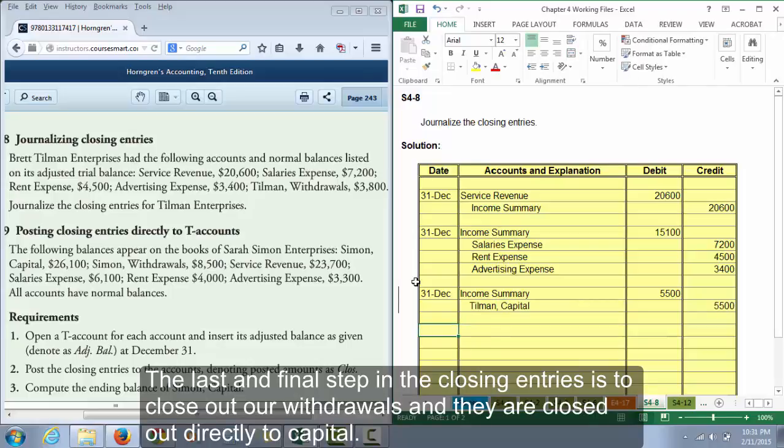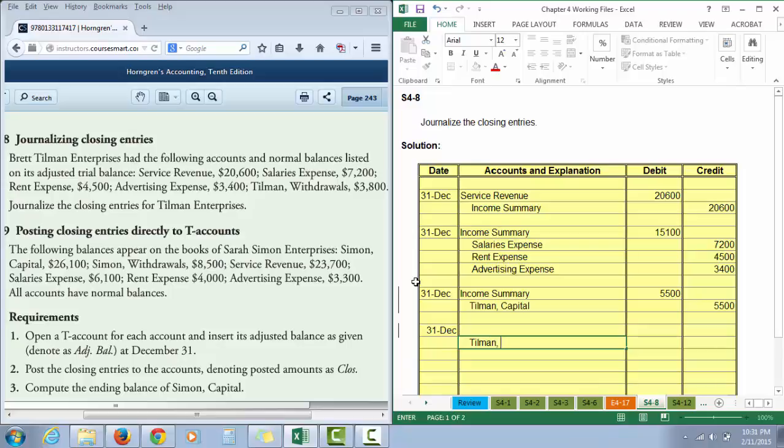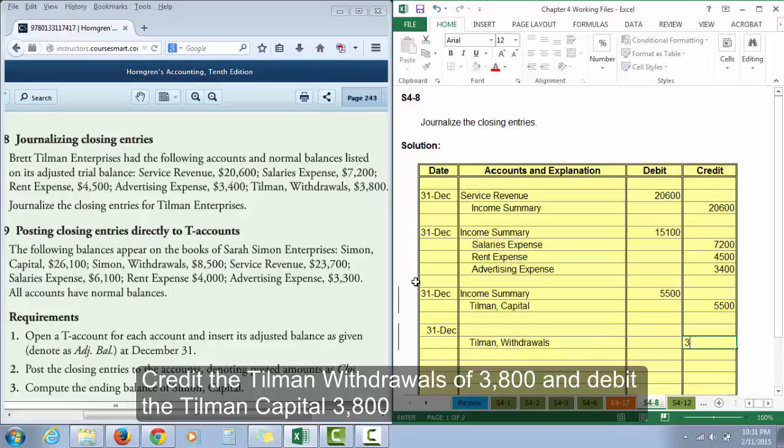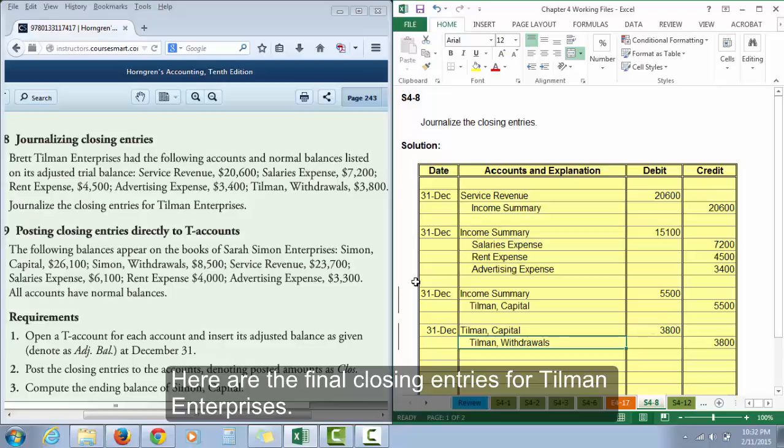The last and final step in the closing entries is to close out our withdrawals, and they are closed out directly to capital. Withdrawals have a normal debit balance, so to make them zero, we have to credit Tillman withdrawals $3,800 and debit our Tillman capital $3,800. Okay, so those are the closing entries for Tillman Enterprises.